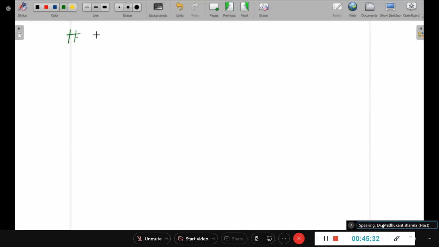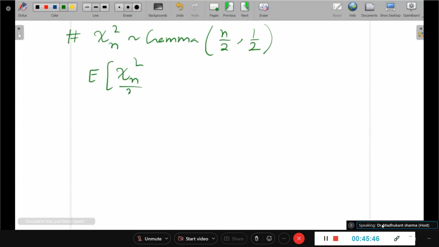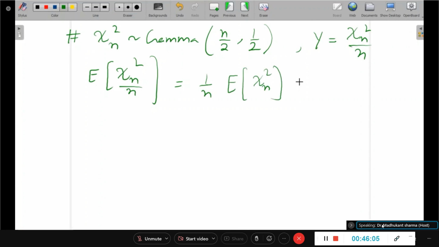So since you have this information, chi-n square follows the gamma distribution with n by 2 comma 1 by 2. So the expectation of chi-n square by n, I'm trying to identify for y equals chi-n square by n, because this n is dividing. What you can do is, chi-n square by n is equal to 1 by n times the expectation of chi-n square, and you know chi-n square mean is n, right? So the mean is going to be 1.